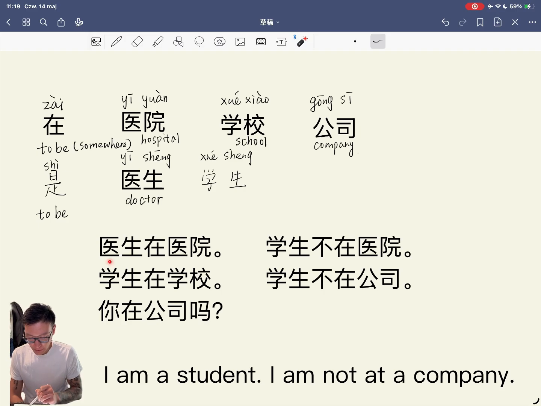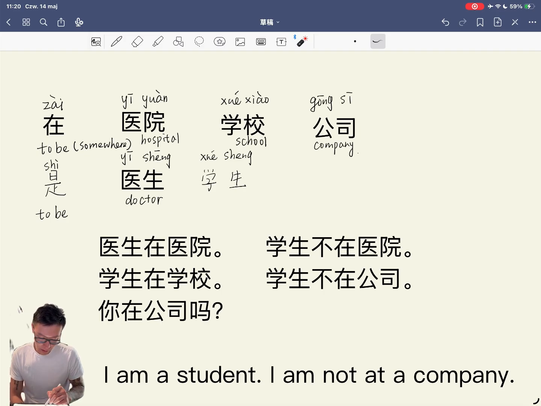Let's do it together. So these two, 医生, all right? And this one is 在 and 医院. So 医生 doctor, 医院 hospital, and they have the same character here 医 which means medical, and 在 means to be somewhere. Since 医院 is a place, that's why we have to use 在, not 是. All right? So let's read it one more time. 医生在医院. So the doctor is at the hospital.